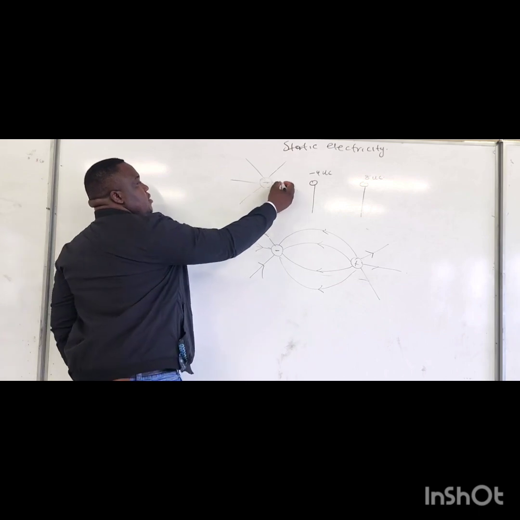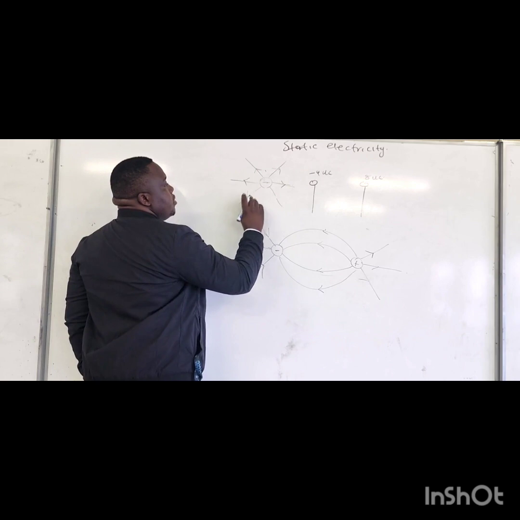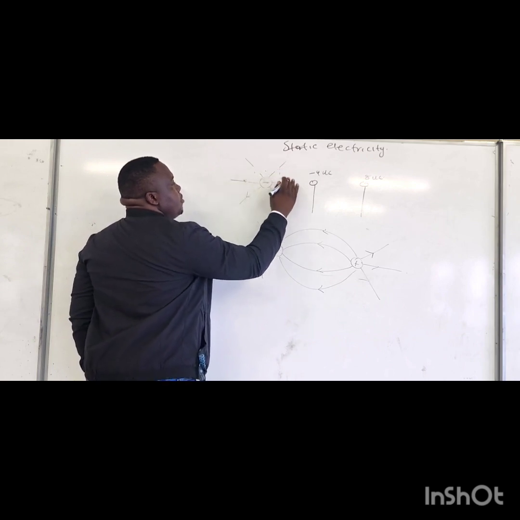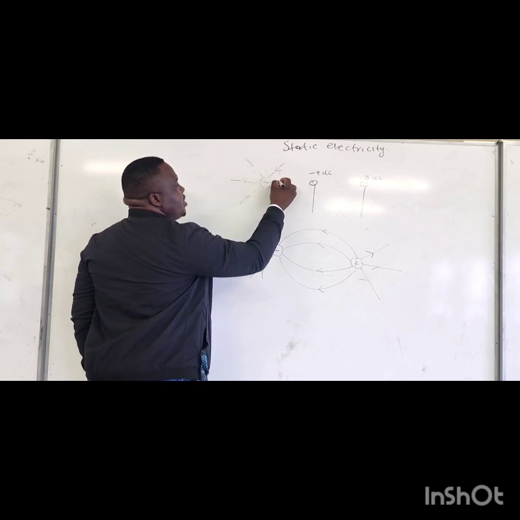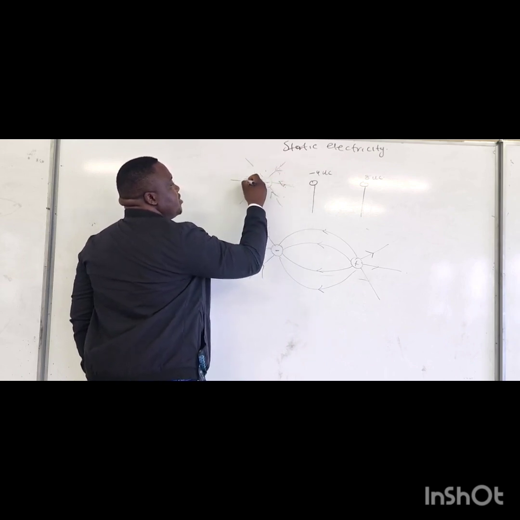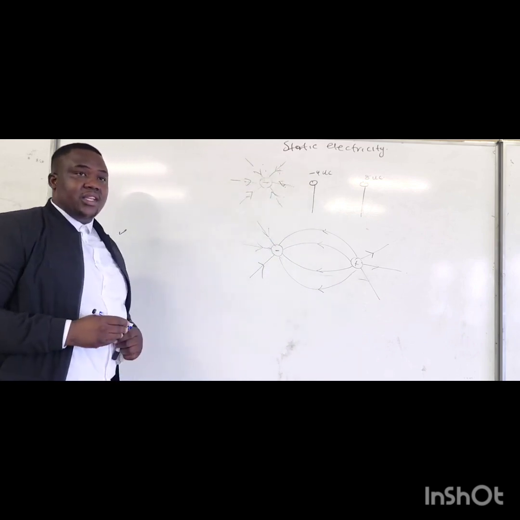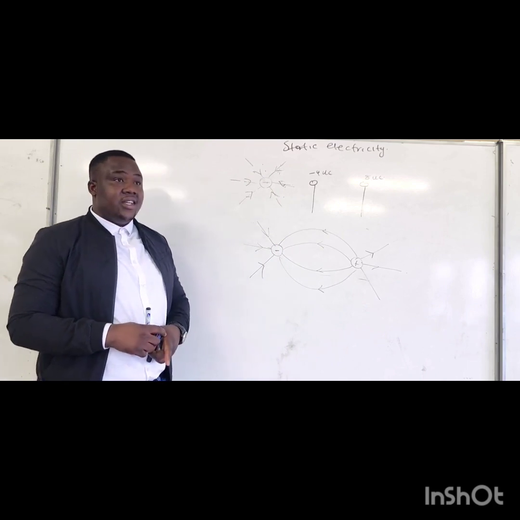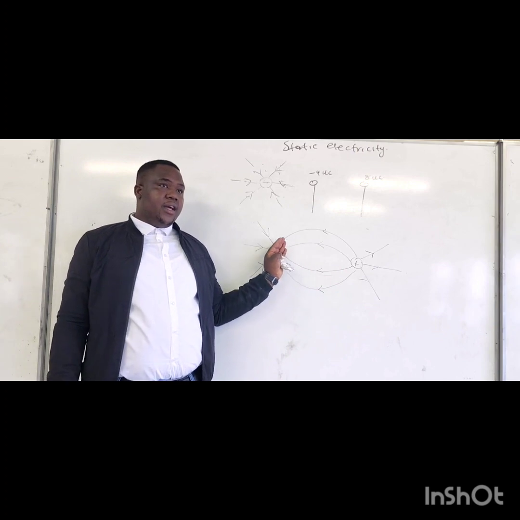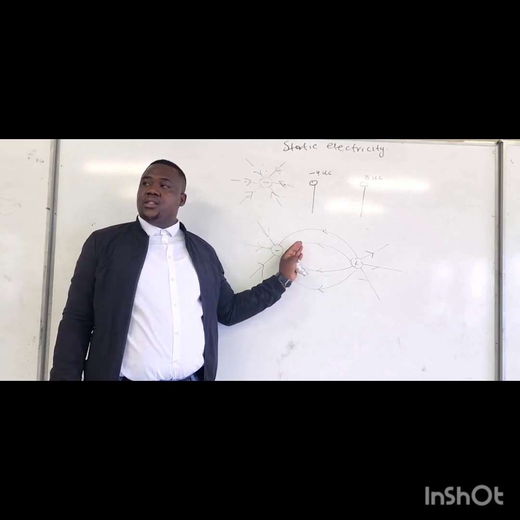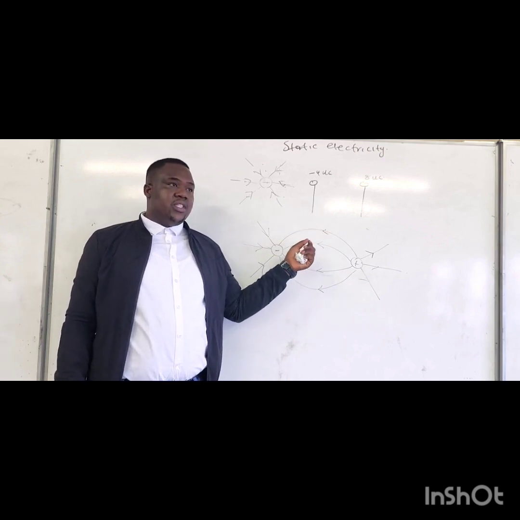Then for negative, it's out. Then you draw something like that. For positive, oh, it's in. I'm sorry. For negative, it's in. It's not out. It's in, guys. It's negative, right? It's in. For negative, it's in, right? I'm sorry about that. It's in. You can see? So negative is in. So this is how we draw the electric field lines, right? The lines do not cross each other.